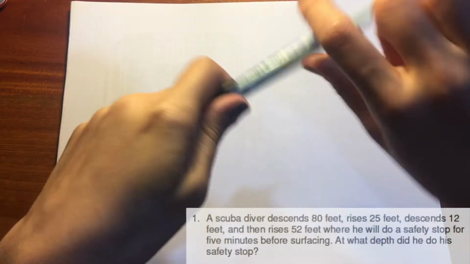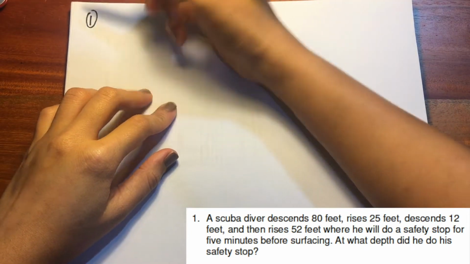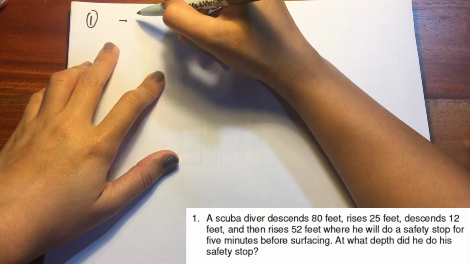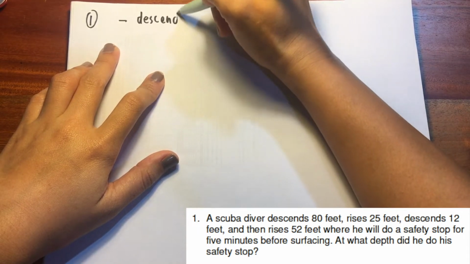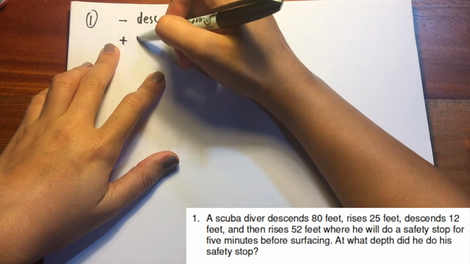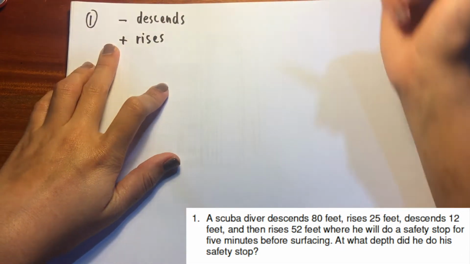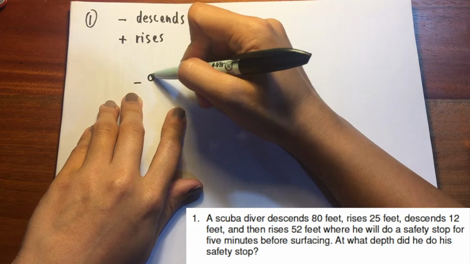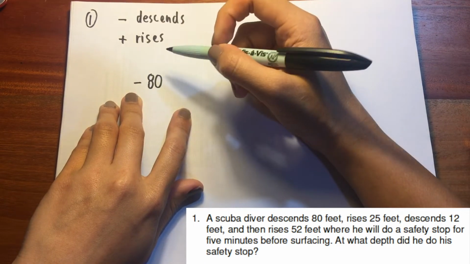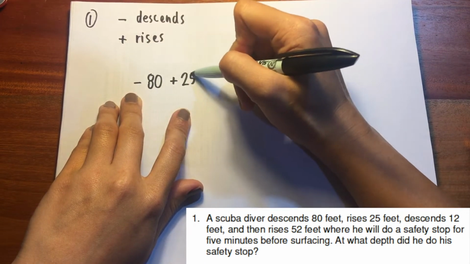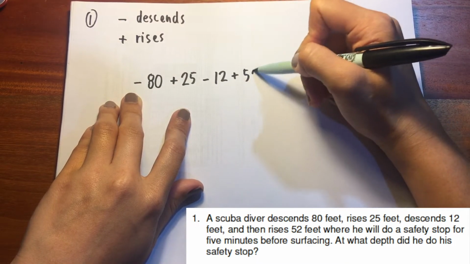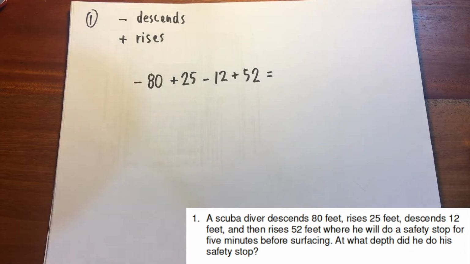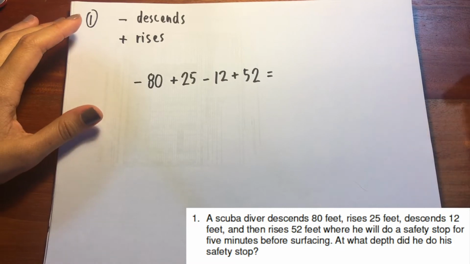Okay, so for number 1, let's use the negative sign for when he descends and the positive sign for when he goes up or rises. So that's negative 80 plus 25 minus 12 plus 52.